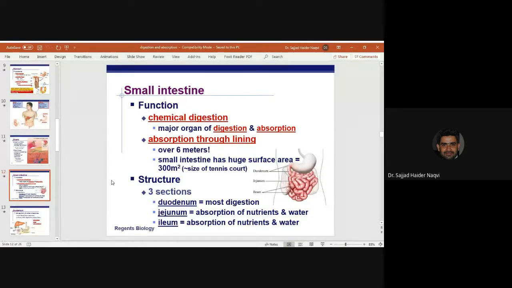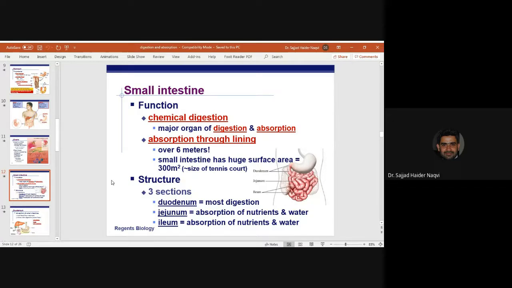Then comes the small intestine. Small intestine functions involve chemical digestion and also absorption. The major organ of digestion and absorption is the small intestine. Once the digestion is done, the absorption also starts here. You can see the length of an average small intestine is about 6 meters. It's quite long, and it's folded around within our belly.